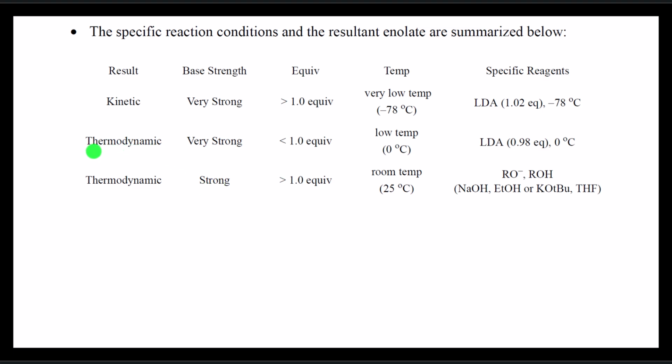To get the thermodynamic enolate, we could use very strong base, but less than one equivalent at a higher temperature. So for example, again, lithium diisopropylamide at 0.98 equivalents at 0 degrees C. Or we can use what we termed a strong base, something like hydroxide, greater than one equivalent, and an even higher temperature like room temperature. Some examples would be sodium hydroxide in ethanol or potassium tert-butoxide in THF.